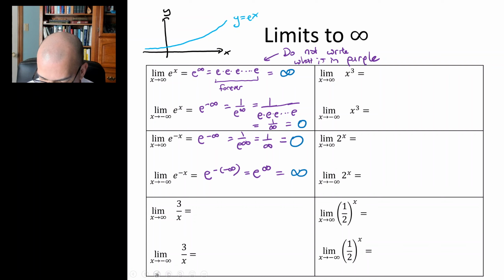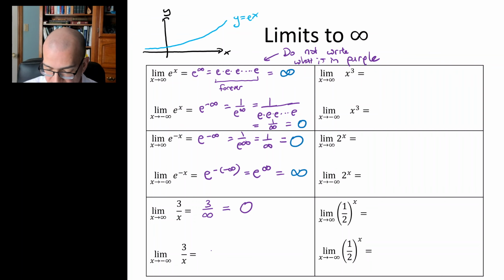Okay, how about these ones? So the first one, we have 3 over infinity odds of winning the lottery. So I like to think about the lottery example, 3 in a million odds versus 3 in a billion odds. Gets worse, right? 3 in infinity odds is even worse than that. It's 0 odds of winning.